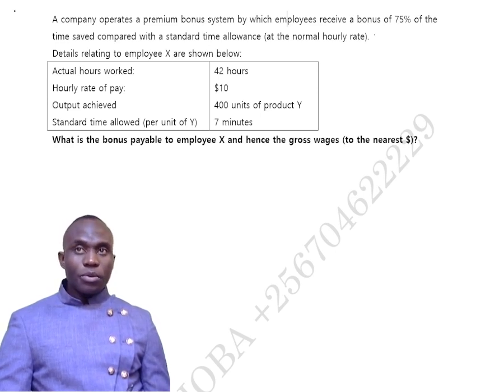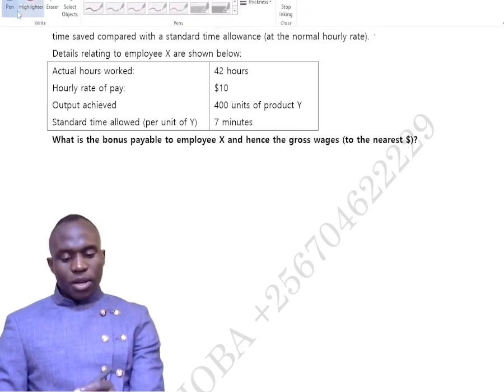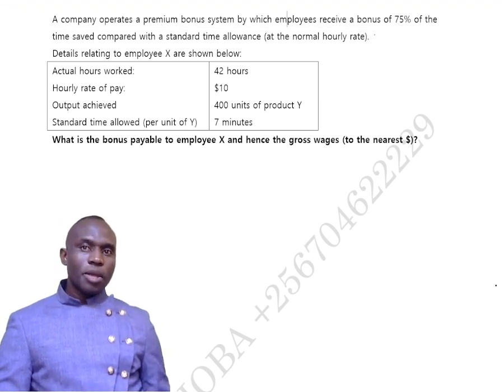They have told you the guy actually worked for 42 hours. The normal or standard payment is 10. He achieved an output, or he produced 400 units of a product. Then the standard time allowance per unit is 7 minutes. It means to produce 1 unit, it takes 7 minutes. So they want us to calculate bonus and the total payment.